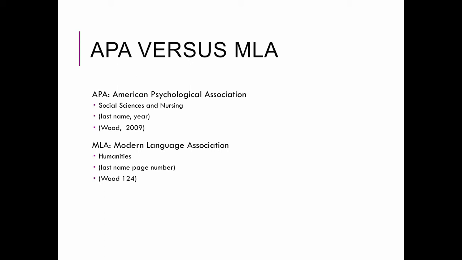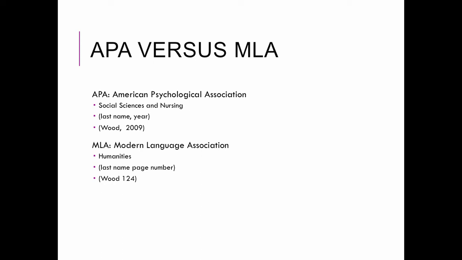In MLA, the Modern Language Association, the last name and page number is used. This reflects the value that where the information is located within a source is very important. So where can I go to find that quote very quickly and read the rest of the information around that quote if I so desired? So we have the last name, page number, no punctuation within the parenthetical citations. And the humanities would be things like English, philosophy, history. Those often use MLA citation.